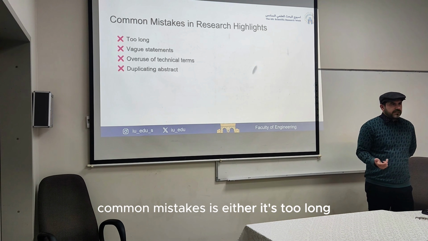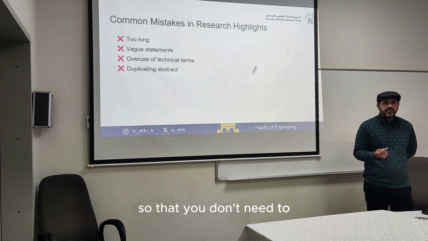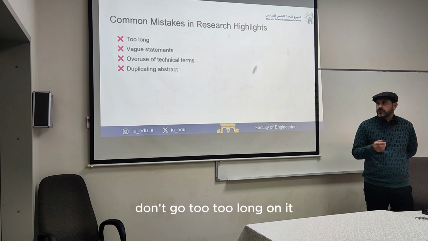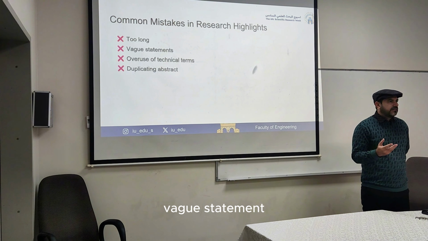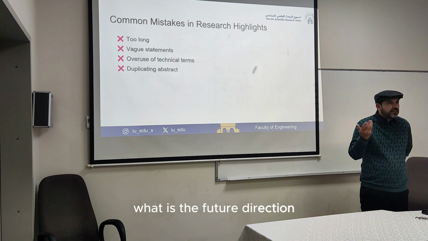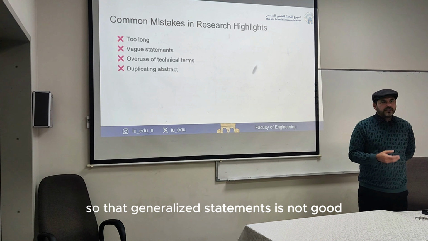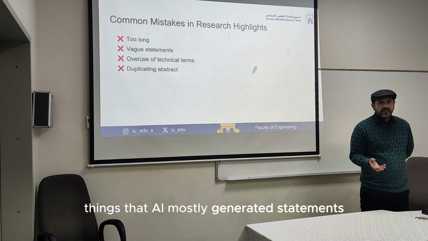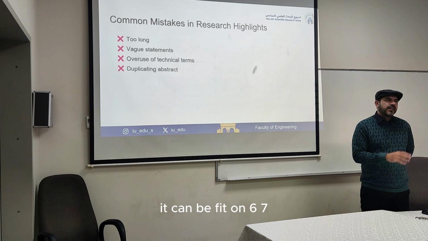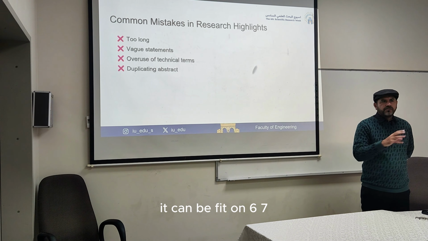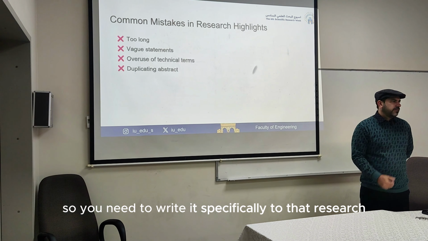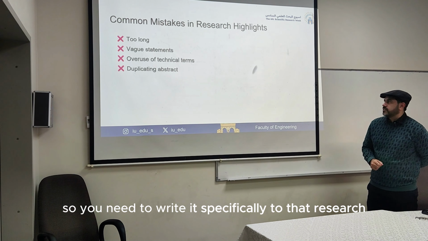Common mistakes: either it's too long, that's why there is this 85 or 90 character limit, so don't go too long. Or vague statements, like "this will give you the future direction." What is the future direction? Generalized statements are not good. And mostly if you take help from AI, it generates statements which are just generalized. They can fit 6-7 different scenarios without even changing a comma or full stop. So you need to write it specifically to that research.